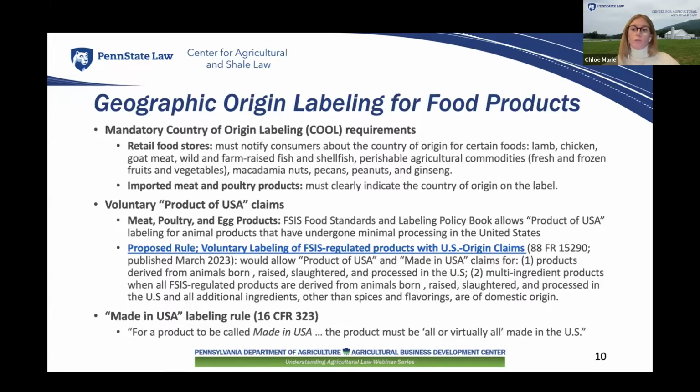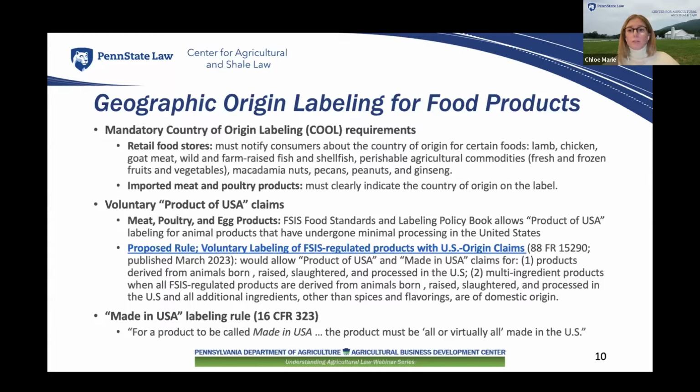Also, a quick word about product of USA claims for food. Product of USA claims are voluntary, and according to the FSIS Food Standards and Labeling Policy Book, meat, poultry, and egg products that may have been born, raised, and slaughtered in another country, but are minimally processed in the US, may bear the label designation product of USA.